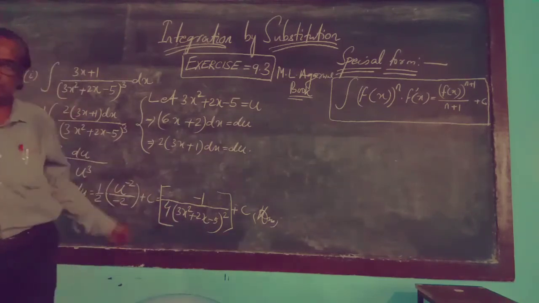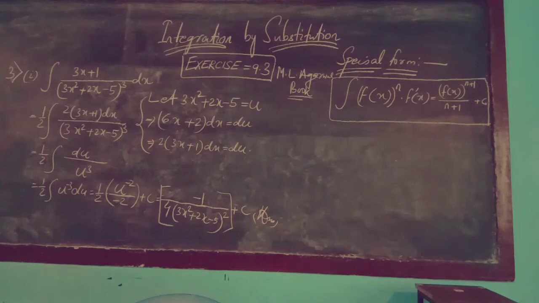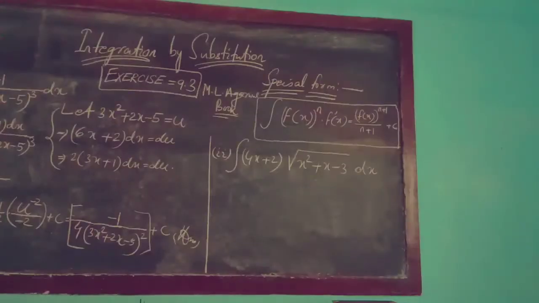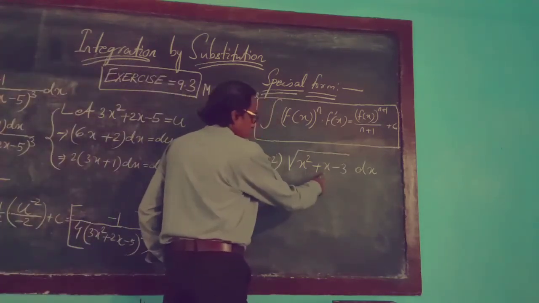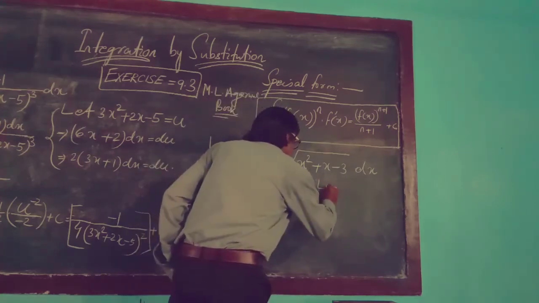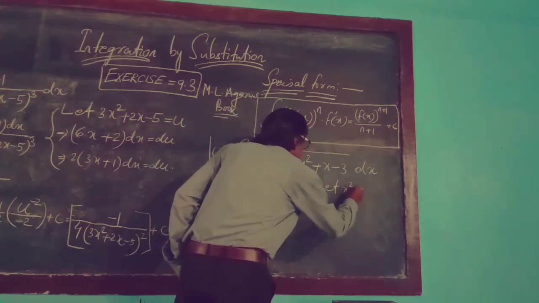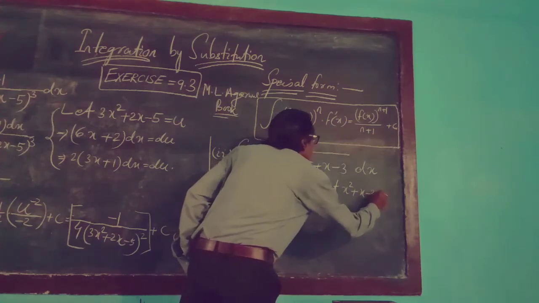Just see the process of solving. Next, number 3 second part. See the number 3 second part question: integration of 4x plus 2 inside the root, over x square plus x minus 3, whole dx. Just see the process of solving. You have to substitute x square plus x minus 3 as u. Let x square plus x minus 3 be u.